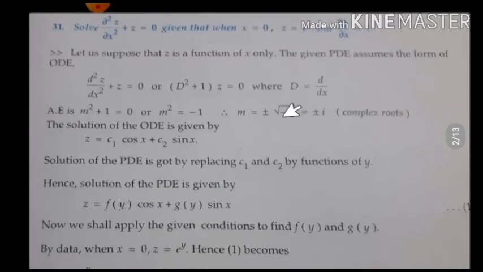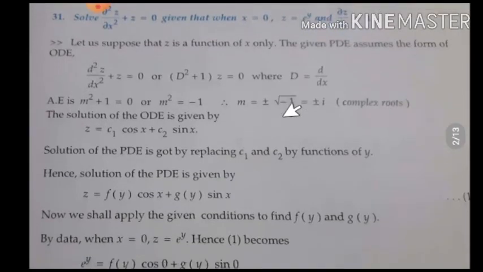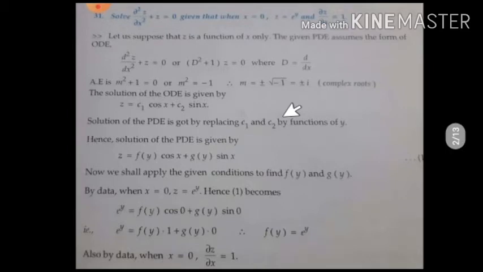How do you decide whether the given partial differential equation is homogeneous? Observe that only the dependent variable should be there in the equation, and the partial derivative of the dependent variable with respect to only one independent variable should be there. Then we call such a partial differential equation a homogeneous partial differential equation.